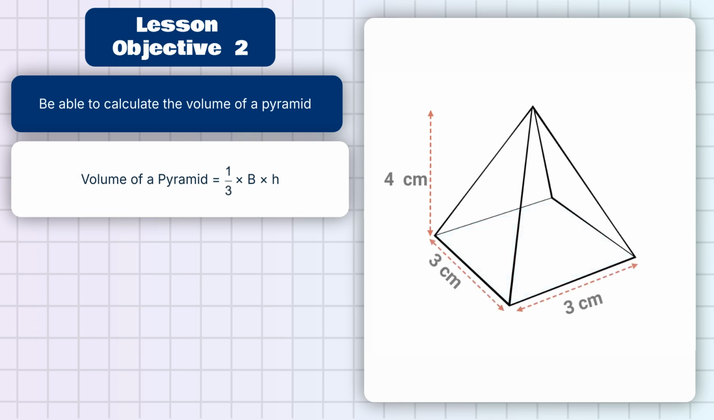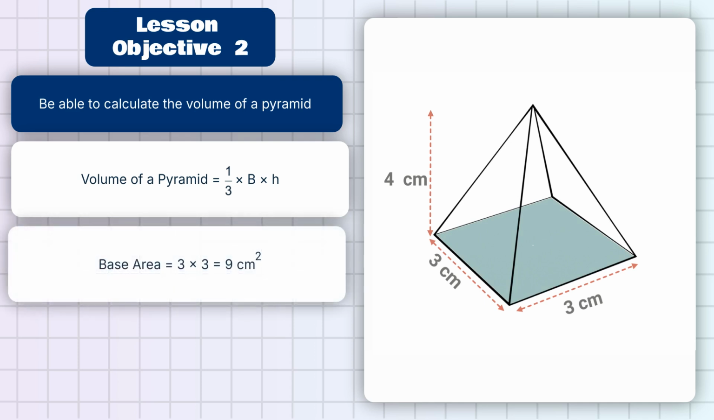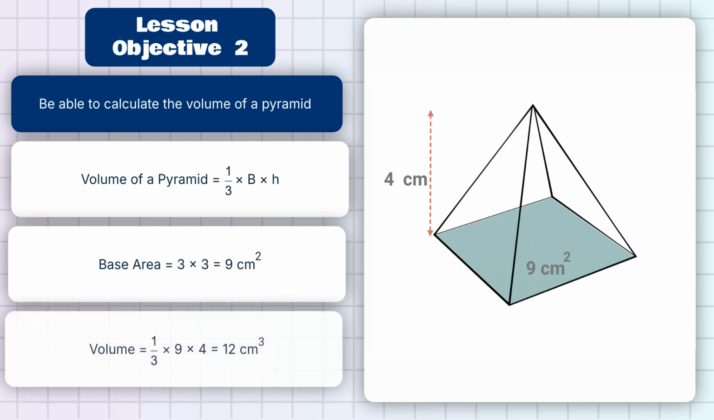Suppose we want to calculate the volume of this square-based pyramid. The square base is 3 by 3 centimeters, and the pyramid's height is 4 centimeters. First, we calculate the base area as 3 times 3 equals 9 square centimeters. Then we plug into the formula to get volume equals 1 over 3 times 9 times 4 equals 12 cubic centimeters.